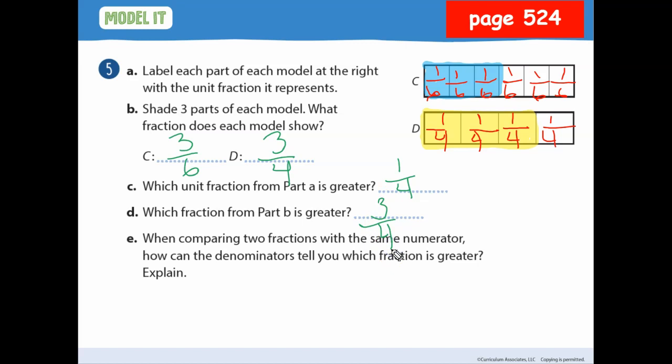When comparing two fractions with the same numerator, how can the denominators tell you which fraction is greater? Well, if my numerators, or the numbers at the top, are the same, the smaller denominator is the fraction that's greater. I know it's kind of a weird way of thinking, but that's what it is. But it's easier to draw a model instead.